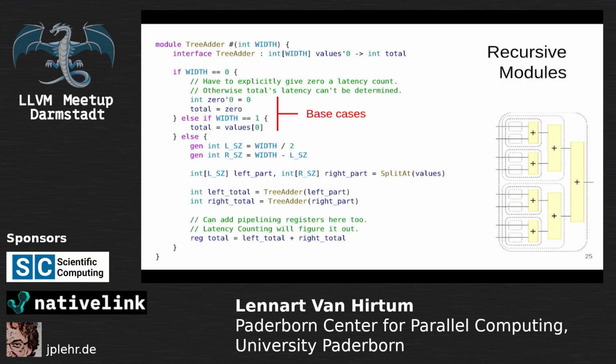We have the base cases. What if the list is empty? What if the list is one element? If it's not, then we split the list and we instantiate two tree adder modules of smaller size. As you can see here, the arguments or the parameters for these modules have been inferred based on the types it finds around the modules.